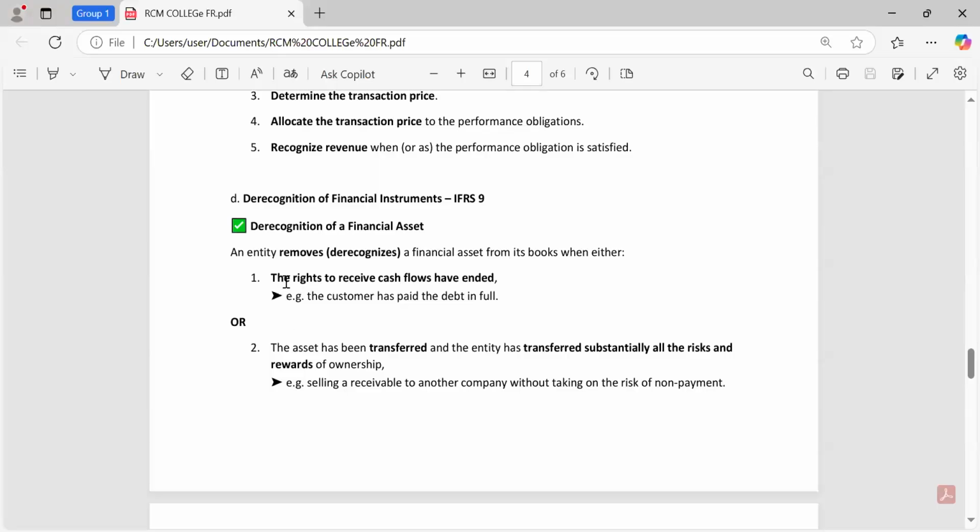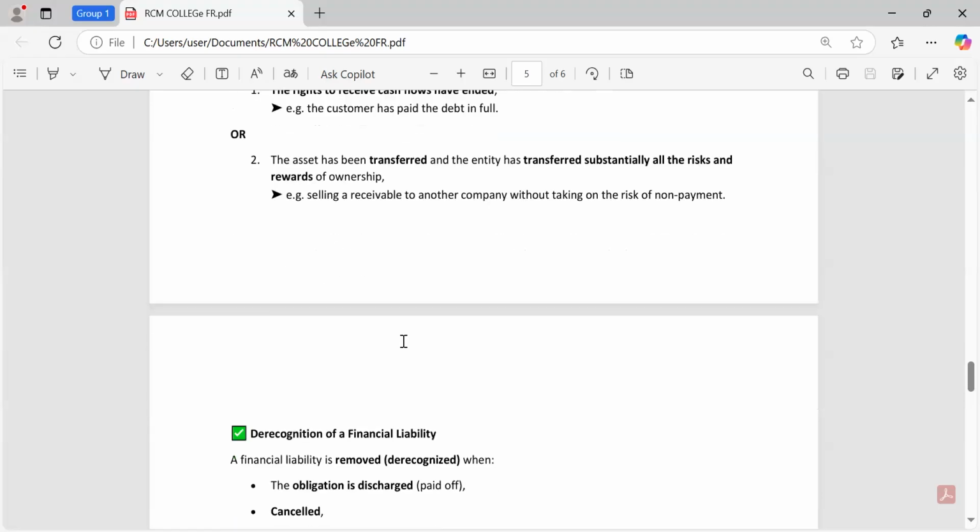So I repeat again, ladies and gentlemen, remember Fatuma, my internet is quite bad, so I'll not be able to put my camera on. The most important thing is to understand the concepts here. An entity removes a recognized financial asset from its books when the right to receive cash flows has ended. The customer has paid the debt in full, or he has become bankrupt and can no longer give you the cash flows, or the asset has been transferred substantially. The asset has been sold. So that's the easy language.